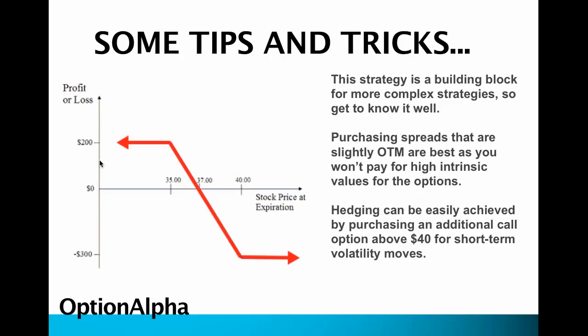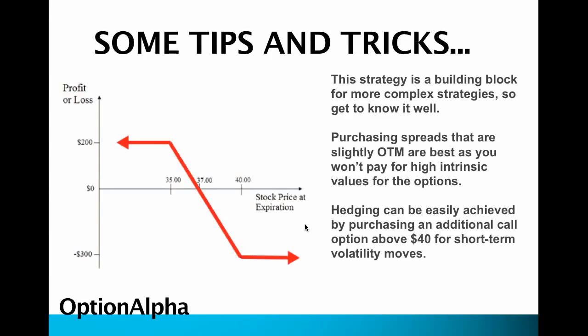So some tips and tricks with this bear put spread. The strategy is really a basic building block for more complex strategies, like the put back spreads and call back spreads. This is something that you really need to understand and master, how just two options can create different types of profit loss diagrams. Again, remember, purchasing spreads that are slightly out of the money are best. That way you don't pay the high intrinsic value for the options. So if the stock is trading at 37, you could even move the strikes out to 35 and 30 and purchase those options that are slightly out of the money.